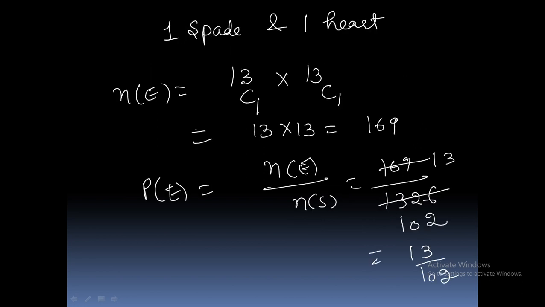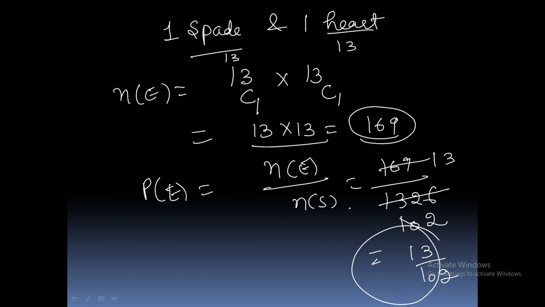Now, one is a spade and one is a heart. For this, 13C1 multiplied by 13C1. 13C1 means there are 13 cards in spade and 13 cards in heart. One card is taken from each, so that's why 13 combination of 1 times 13 combination of 1. When we solve, we find 169, so N(A) is 169 and N(S) is 1326. When we solve it, we find the answer is 13 by 102.